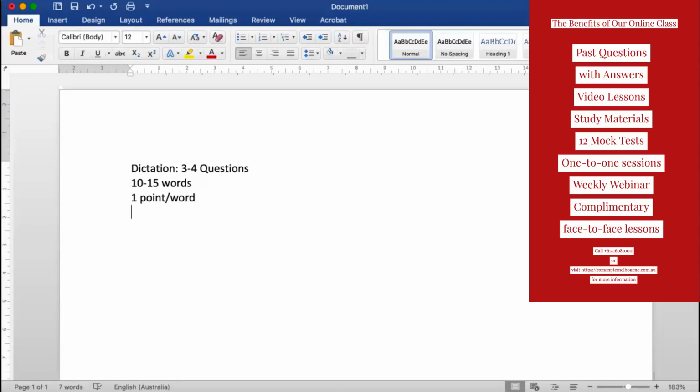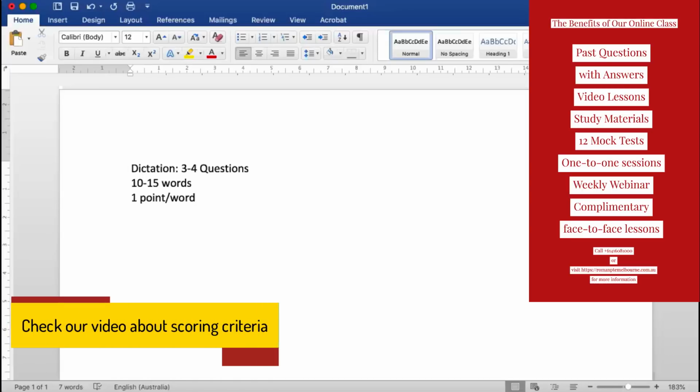Okay, as I was telling you, there are different things to keep in mind while doing dictation, especially based on the scoring criteria. So scoring criteria is very simple. You get 1 point for one correct word, which means if there are 10 words, then you can get 10 points if all the 10 words are correct.